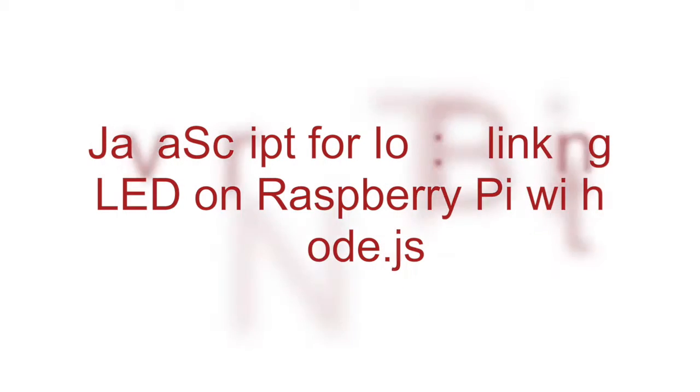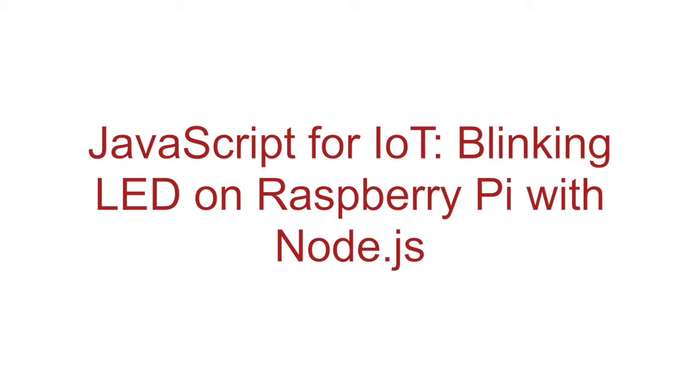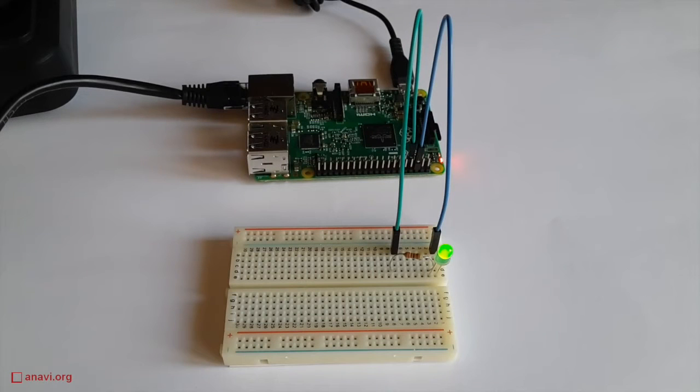Hi, today I'm going to show you the exact steps how to control an LED connected to a GPIO pin of a Raspberry Pi using JavaScript. This is actually the easiest thing to do with a Raspberry Pi and an LED.